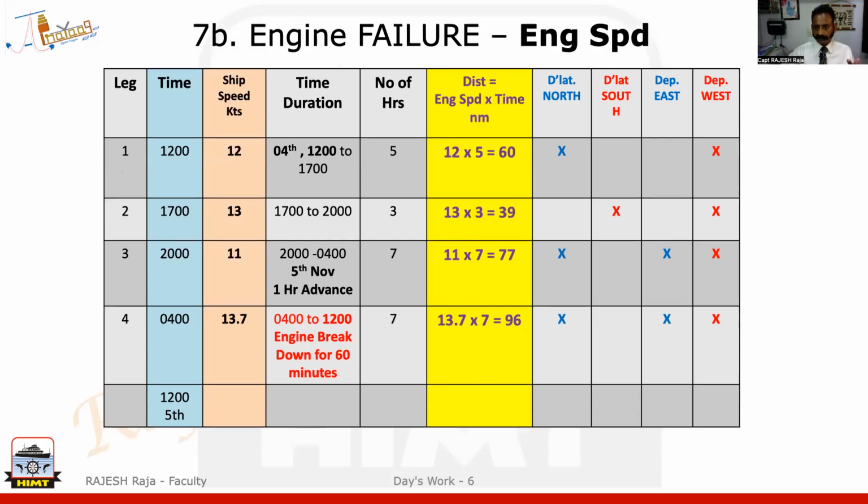It matters when I give you engine speed instead of log reading. Please look at this now. Look at the fourth leg. The fourth leg is between 0400 and 12 o'clock. Actually it is 8 hours, but my engine broke down for 60 minutes. That is what I have written in the red color column. Your engine broke down for 60 minutes. Obviously, it is not going to be 8 hours; it is 7 hours into 13.7.